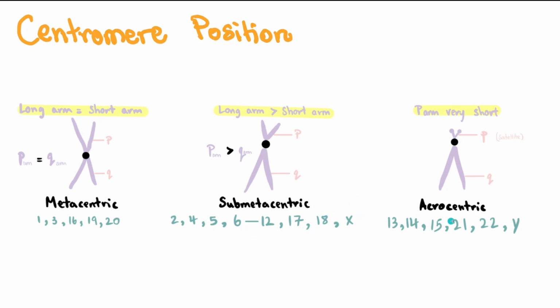Finally, we have our acrocentric chromosomes, and you can see that the P arm here is super small. It's very short, and we call this a satellite arm, okay? And we have our long arm, it's still the same. We call this acrocentric. So these are chromosomes 13, 14, 15, 21, 22, and your Y chromosome.